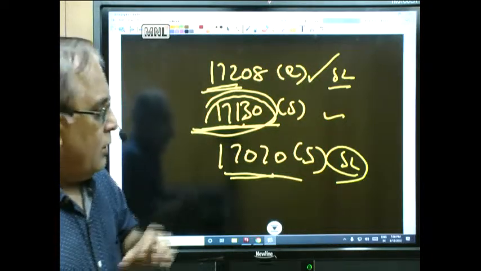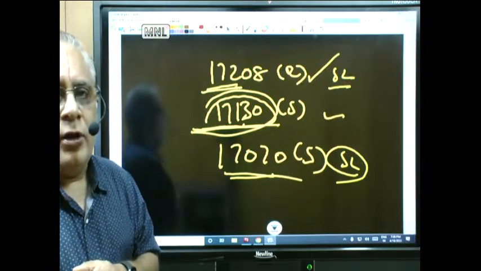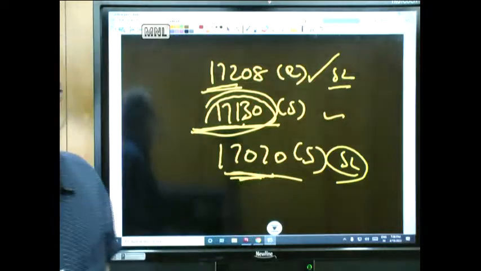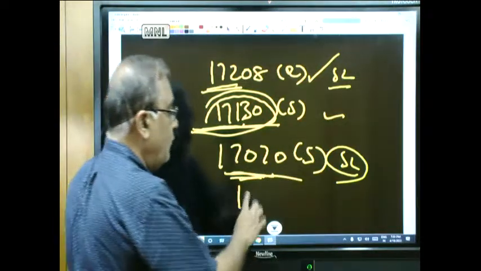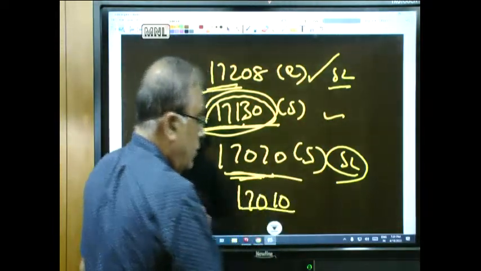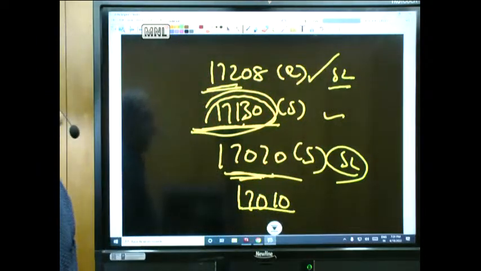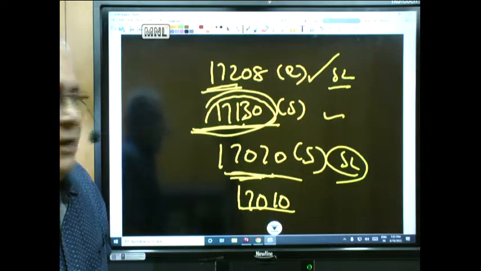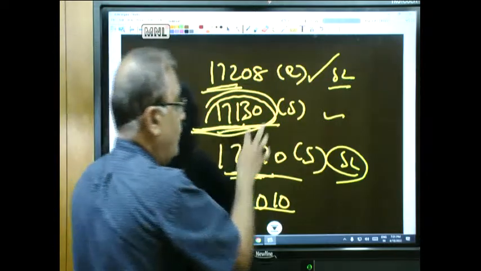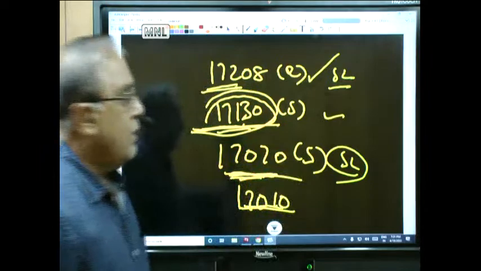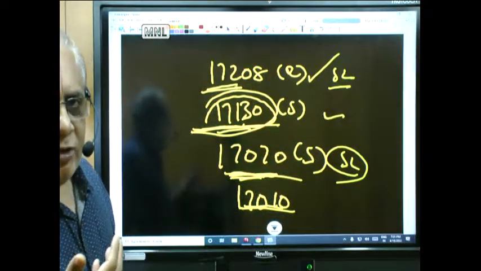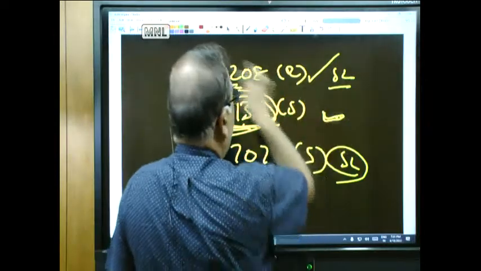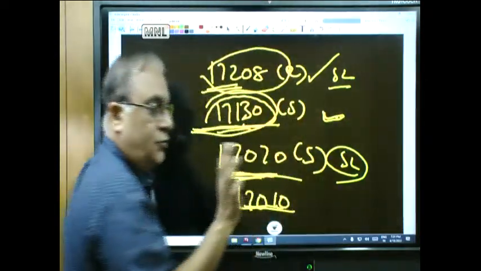Okay, so let us look at what happens tomorrow. I told you 17,070 is one, then the 1.618 extension is 17,010. So we have got 17,010 as a support. If it starts to fall and cuts all these levels, then the first thing is, if it starts to fall below 17,130, go short and keep 17,208 as a stop loss.